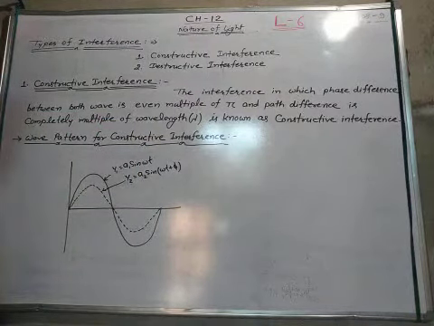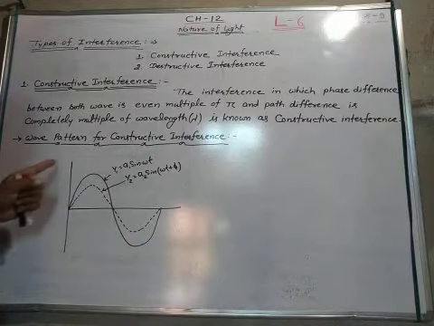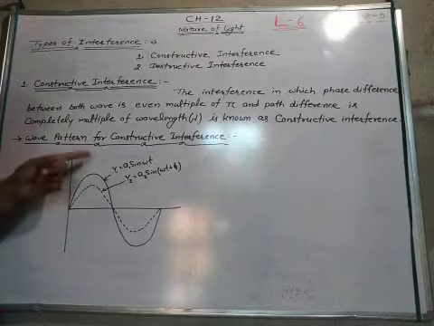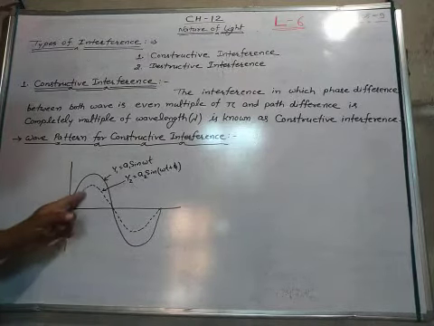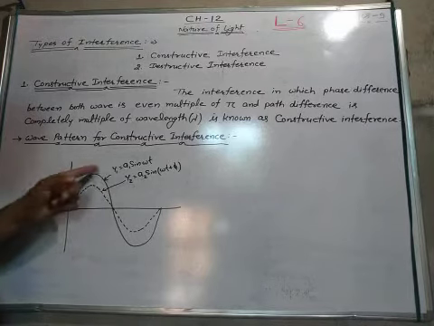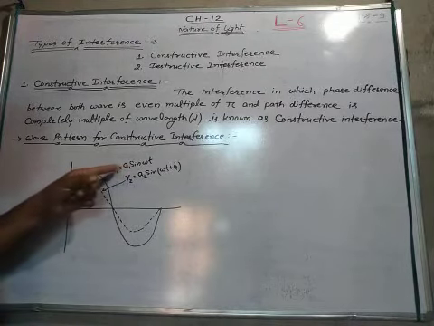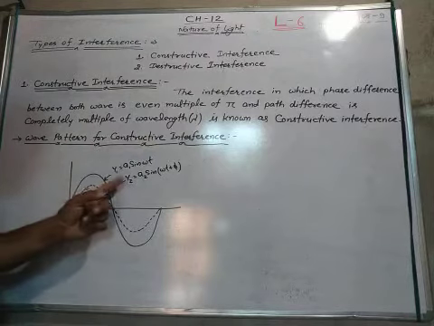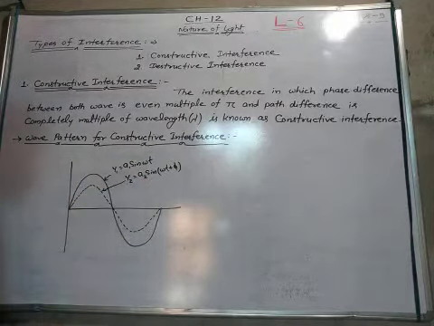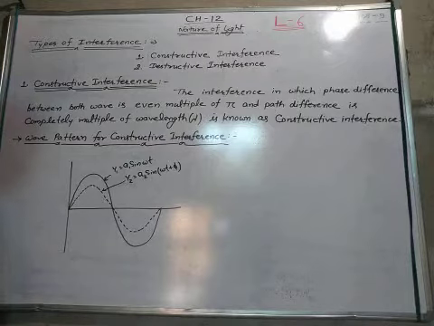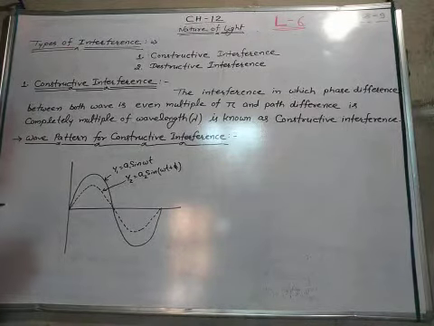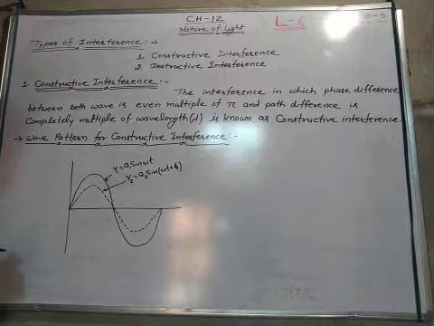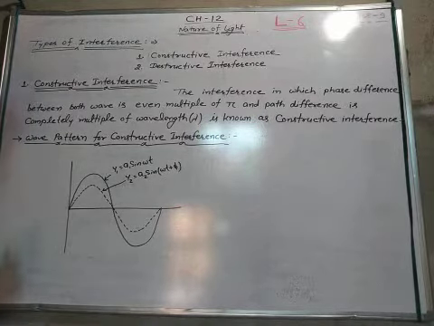And for the wave pattern we take two waves. The first is drawn as a straight line and the second as a dotted line. The first wave is y1 equals a1 sin omega t, and the second wave is y2 equals a2 sin (omega t plus phi). After constructive interference, the resultant wave is the sum of both waves.